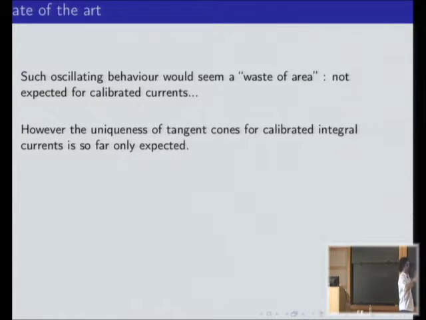So now such an oscillating thing would seem a waste of area, and you would expect that it doesn't happen for calibrated currents or for mass minimizers, because you must minimize the area. But this is really just a naive idea. There's been no way so far to actually make sense of this and say, OK, the tangent cone must be unique.